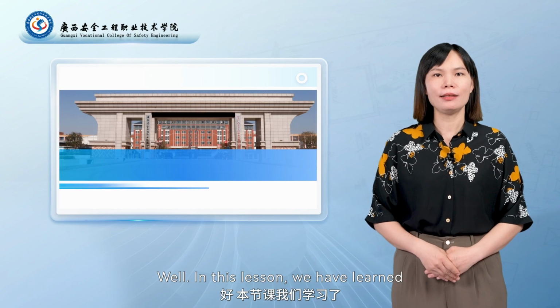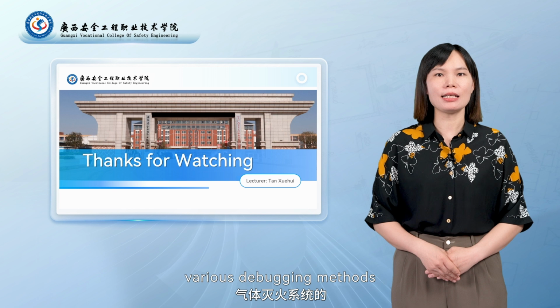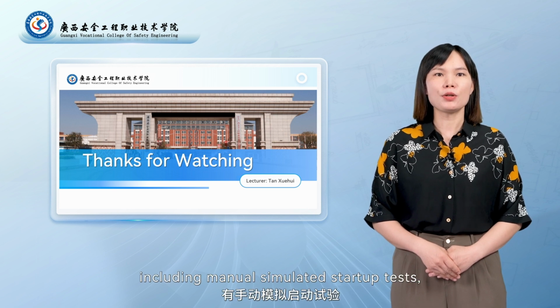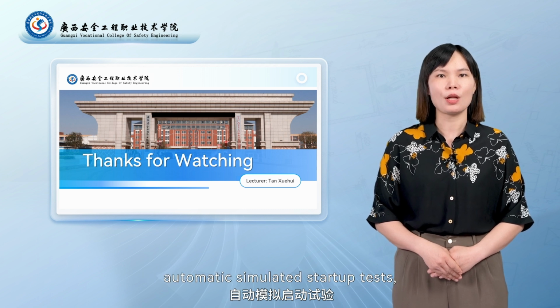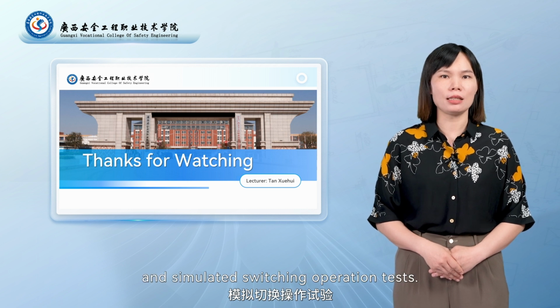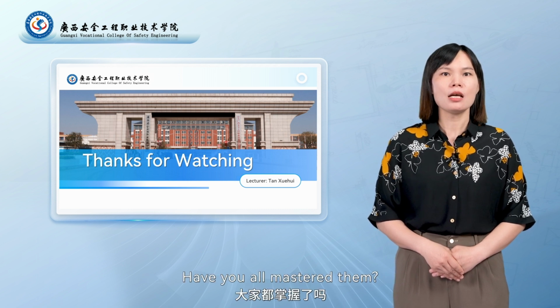Well, in this lesson, we have learned various debugging methods for gas fire extinguishing systems, including manual simulated startup tests, automatic simulated startup tests, simulated jet tests, and simulated switching operation tests. Have you all mastered them?